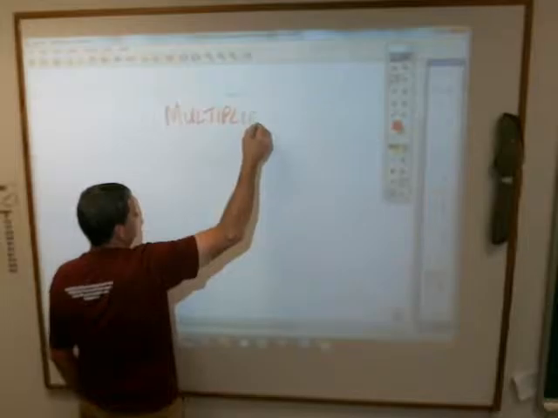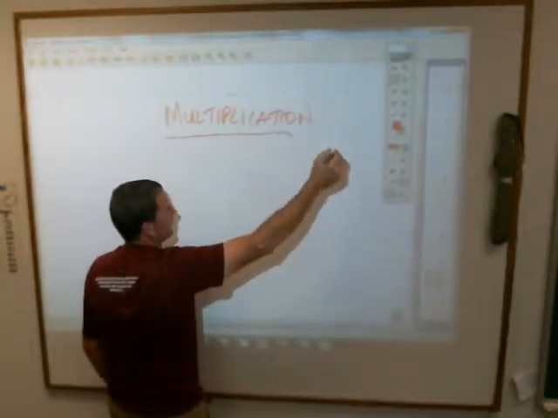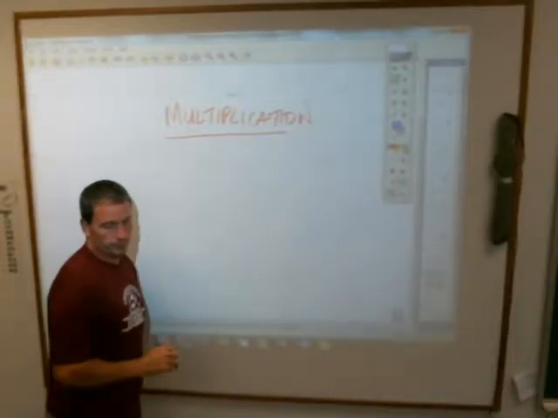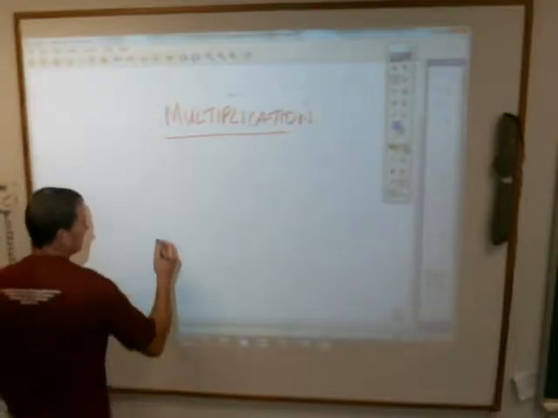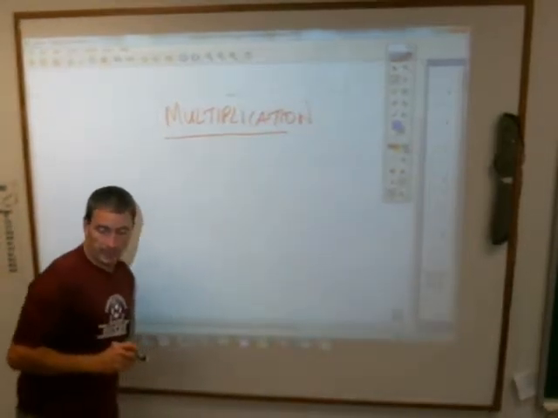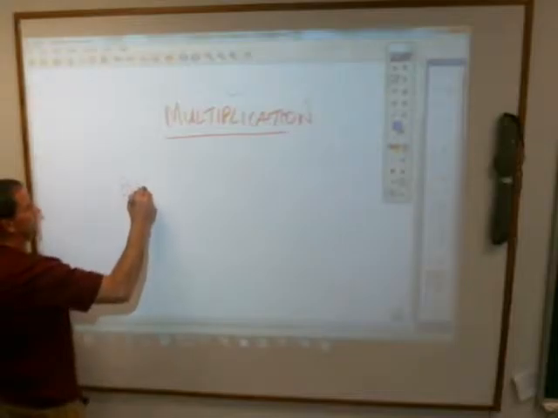Multiplication. And we're moving on from just simple basic facts. We're moving on from simple facts into more complicated multiplication problems, but not terribly complicated. For example, you might have 340 times 8.